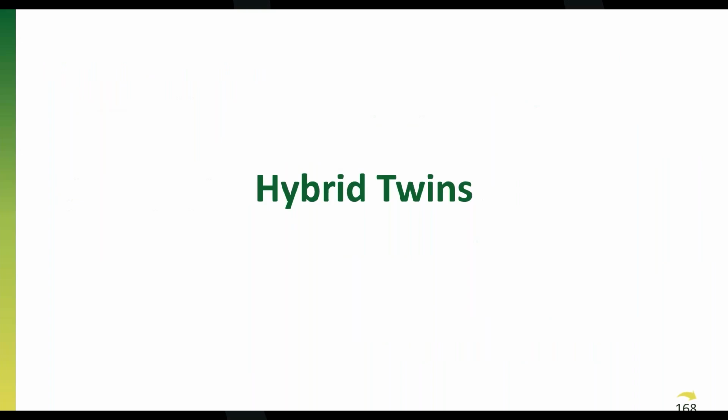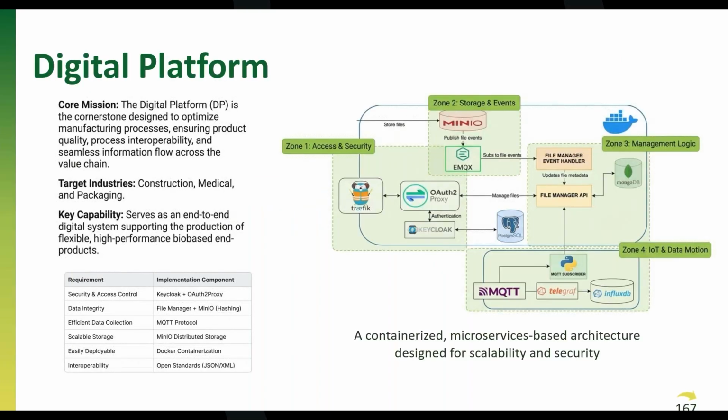We're using, can you go one slide back, please? Yeah, okay. So zone 1 is using Keycloak, both through proxy and traffic services to manage authentication, authorization, and secure access to services. Zone 2 handles storage and events, where MinIO provides distributed and scalable object storage, and event-driven mechanisms enable efficient file handling and data integrity.